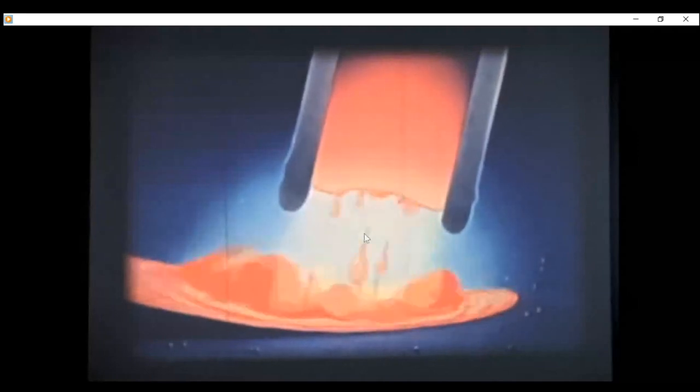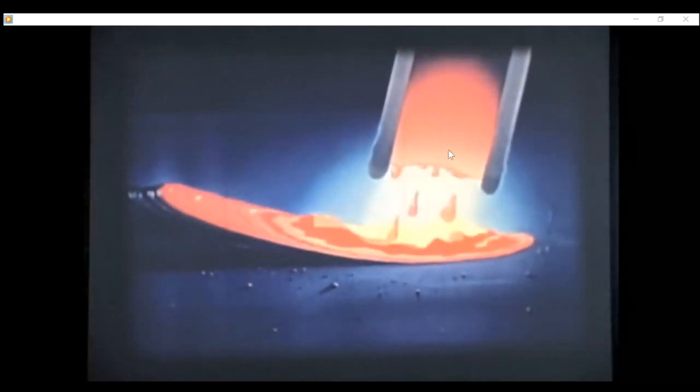This is arc welding, as you can see here. This is the electrode, this is the workpiece, and this is the filler also. The electrode is being used as electrode and filler. You can see the electrode discharge happening and the material. This is the filler material.